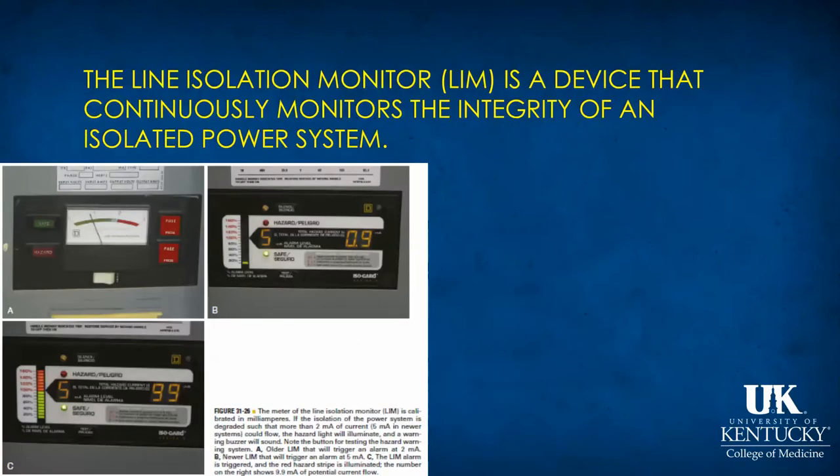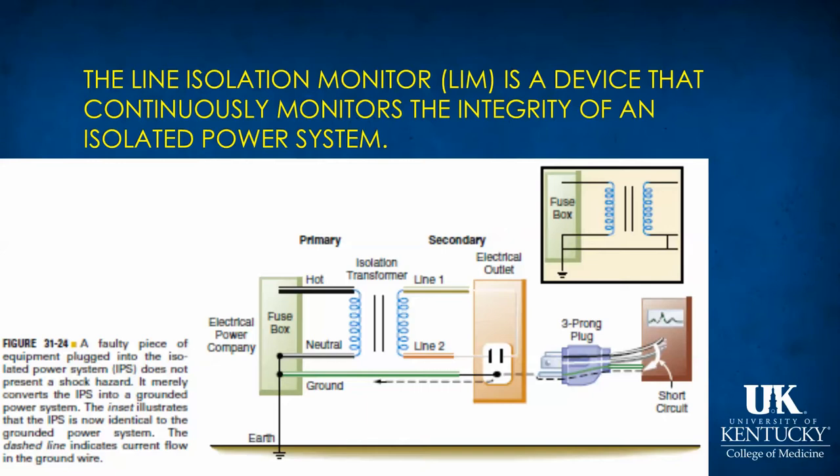Now, line isolation monitors, as shown in this slide, are devices that continuously monitor the integrity of an isolated power system. So, if you remember from the last slide, there was an isolation transformer. Its purpose is to isolate the ground potential. And in this cartoon, an example of a faulty piece of equipment which is plugged into an isolated power system does not present a shock hazard.